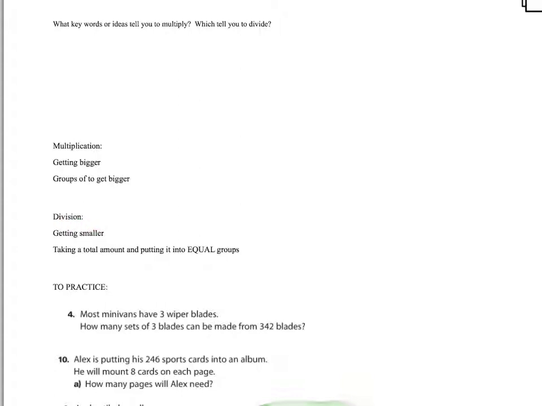Division is always getting smaller. Taking a total and putting it into equal groups. If it's not equal groups, then it's probably subtraction. So be careful not to confuse those two. Taking a total amount and putting it into equal groups. $579, and I want to split it between my 4 family members. I'm going to take 579 and split it into 4 equal groups, so each person gets the same amount. Different from, I have $579, I owe $4 to my daughter, so now I have to take that away. So watch that carefully.